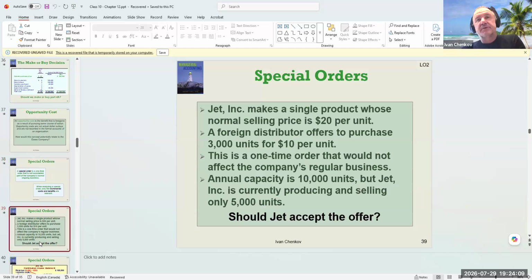So let's see the question here. This company makes a single product whose normal selling price is $20. Foreign distributors offer to purchase 3,000 units for $10 per unit.